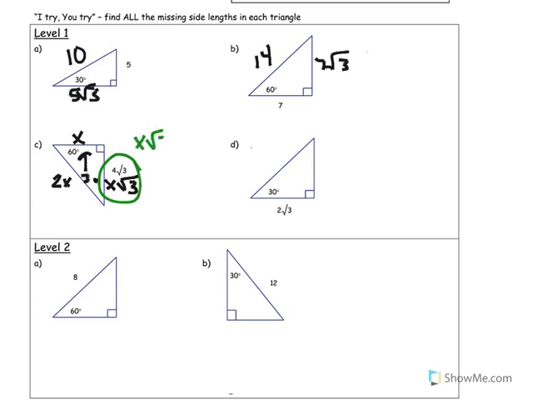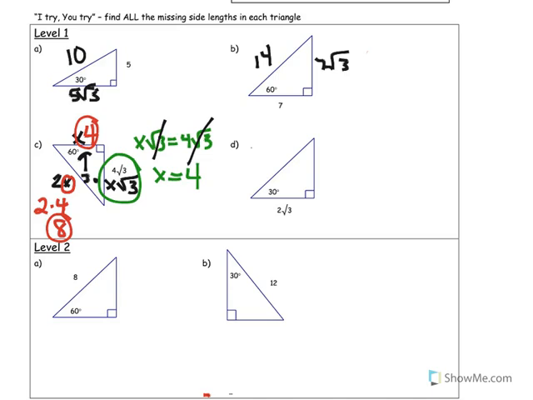That means x root 3 equals 4 root 3. When we divide by the 4 root 3 on each side, the root 3's are going to cancel, and we're just going to be left with x equaling 4. Oops, sorry, that's wrong. X equaling 4. Okay? And now let's plug in. So I know that this x is going to be 4, and this is going to be 2 times 4, which is going to get me to 8. So that's that side length there.